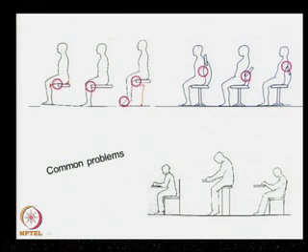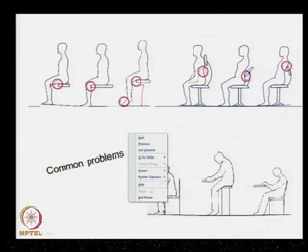If in a 90 degree angle here, the backrest is given at the shoulder level, then it creates a problem at the lower back, that is the lumbar area. If the backrest is in a slanting position, then it pokes here, and so the problem is here. And if it is a reverse also, it does not provide a good back support. Now, the heights and etcetera also have similar problems.